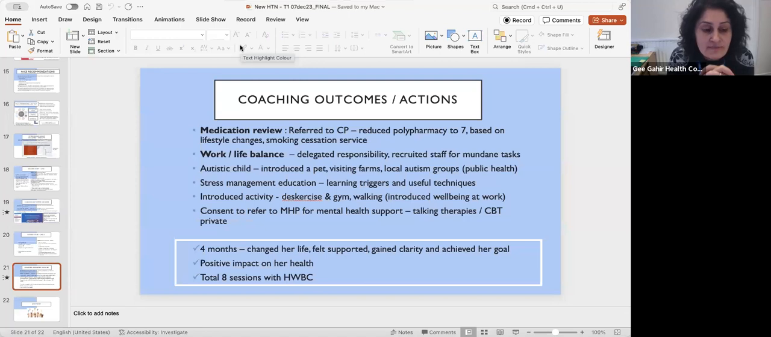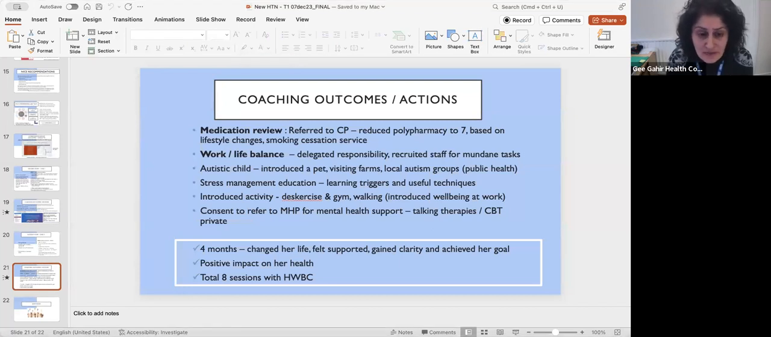for her life. For her child, she introduced a pet, started visiting farms, which really changed the child's mood and connection and her behaviour, and referred her to some local autism groups. So I'd created a group organically because I ended up with quite a lot of mothers with autistic children and connected them with SENS nurses as well. So it's amazing what happens when you connect people and the support they feel.